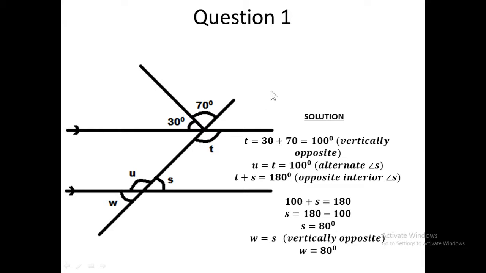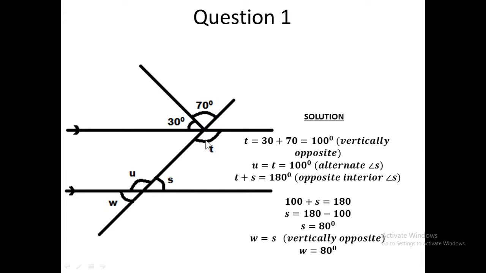We explained this theorem in line geometry. We say that vertically opposite angles are equal. Please, if you have not watched that, go back and watch those videos. This total angle from here to here, 70 plus 30, is vertically opposite to this angle T. Likewise, this angle that is not given here is vertically opposite to this angle that is not given as well. So vertically opposite angles are equal. That's why angle T is equal to 30 degrees plus 70 degrees, which is equal to 100 degrees. Reason: vertically opposite. So angle T is 100 degrees.